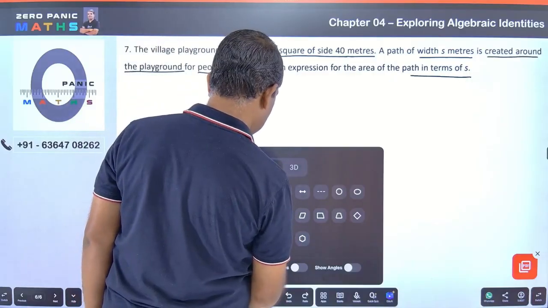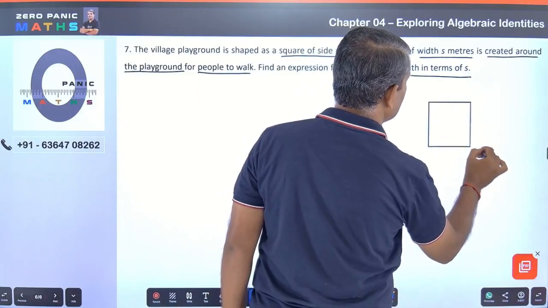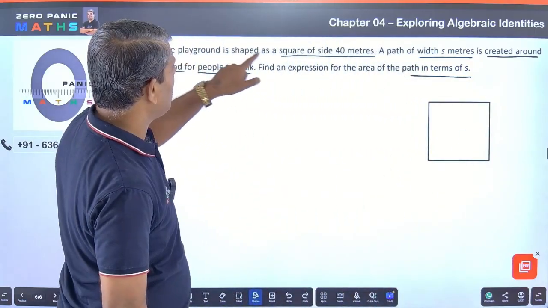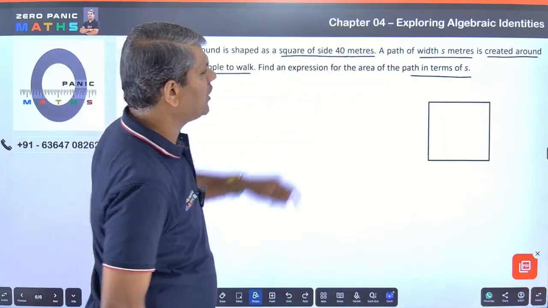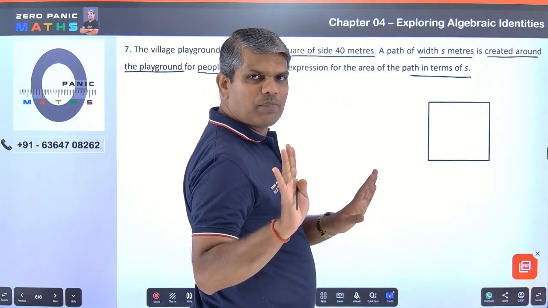Let me draw that problem. Assume that this is the square playground. This is the playground, a square of side 40 meters. So this is 40 meters, this is 40 meters. This is the playground.